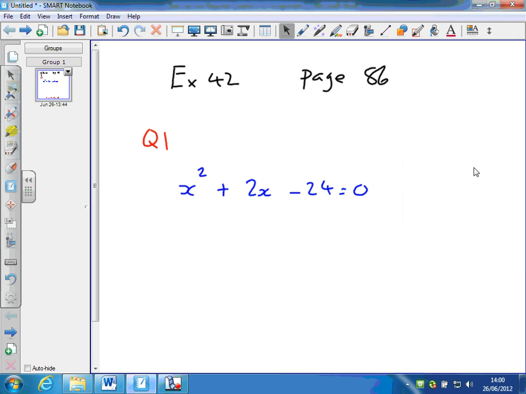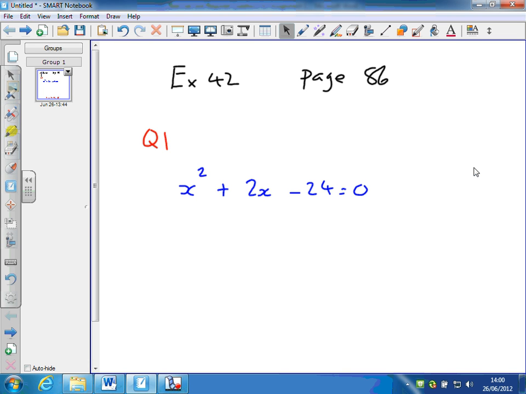Exercise 42, question number 1. Question 1 is a required question on the BTEC course, so I'm going to have a look at one very like it, and then you can try the one in the exercise and see if you can get the answer there. So, solve this quadratic equation by factorising.